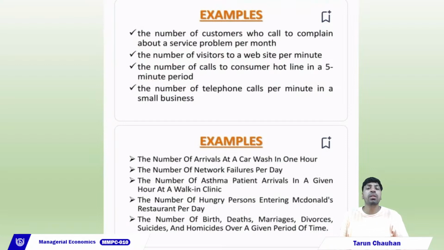Here we talk about airlines, arrivals in the airlines, any network failures, and asthma patient arrivals in a given hour at a walk-in clinic.